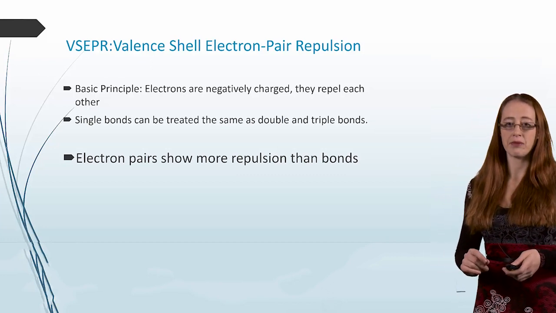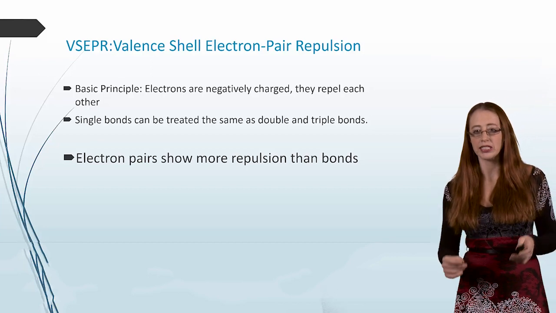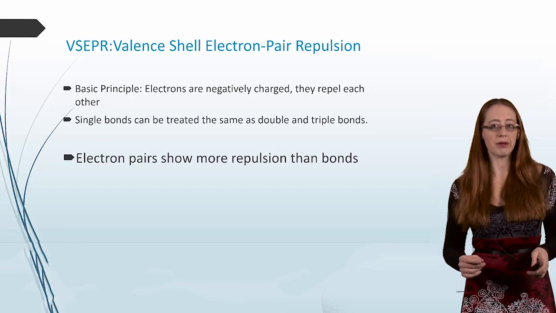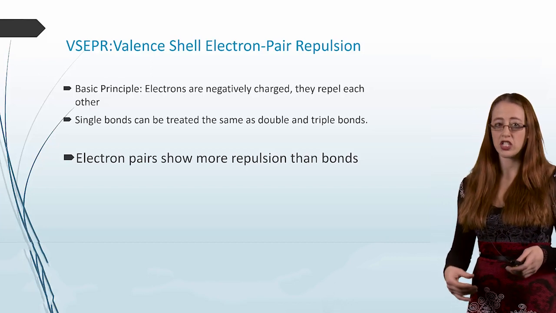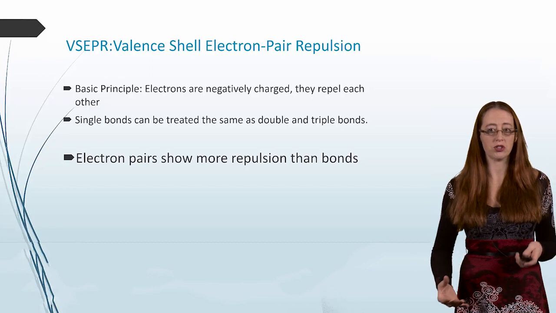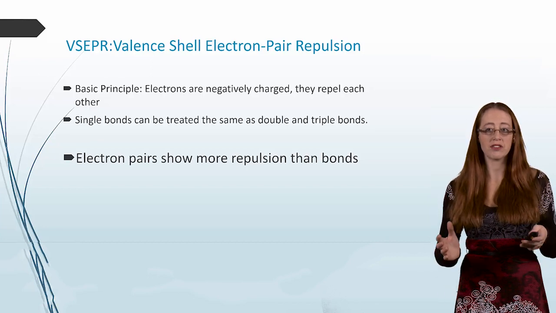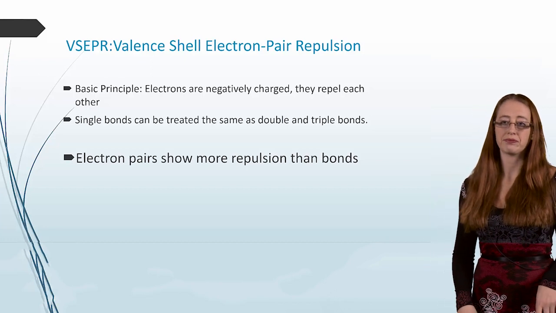Now we're going to have something else that comes into play, and we mentioned it last time, but we didn't really talk about it. And that is that electron pairs show more repulsion than the bonds. This won't change the entire geometry. We don't have a huge geometrical shift because of it, but it will shift the bond angles just a little bit. And so we'll talk about that on each box.